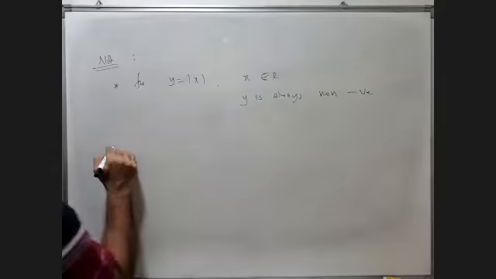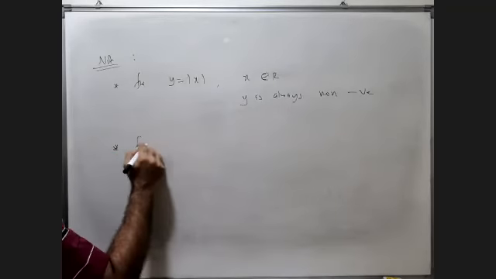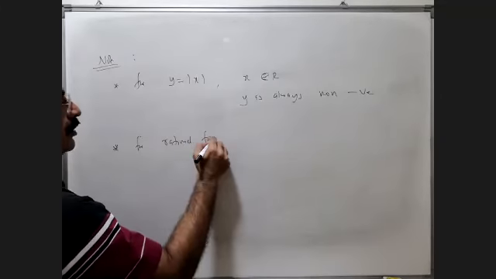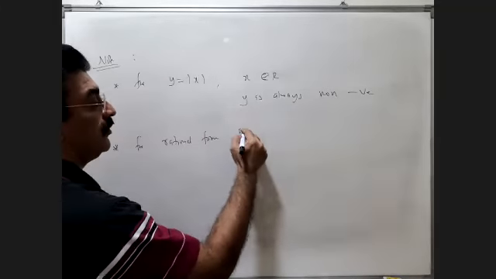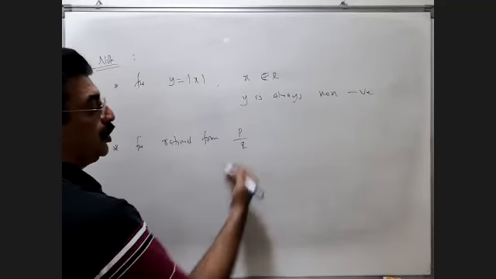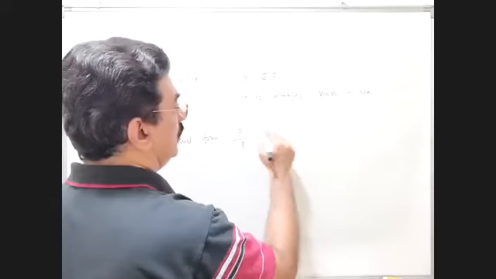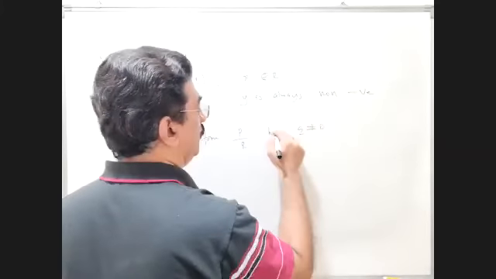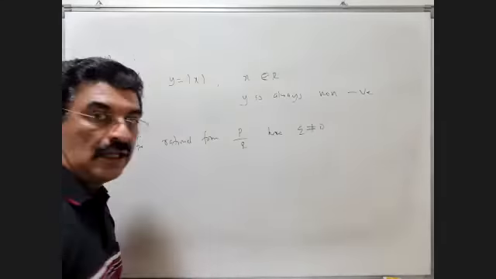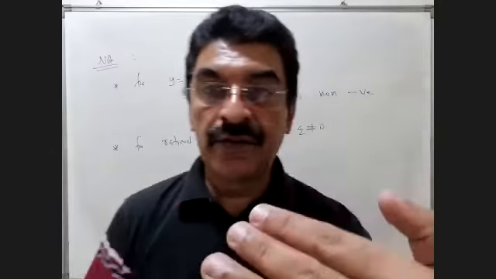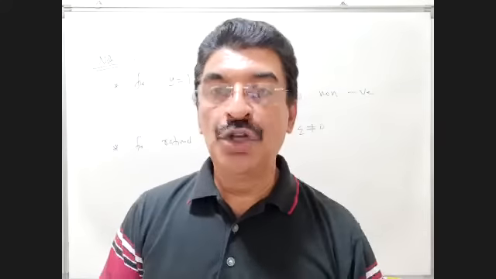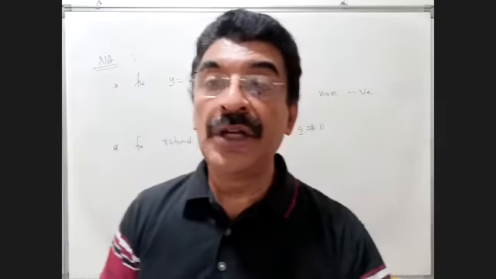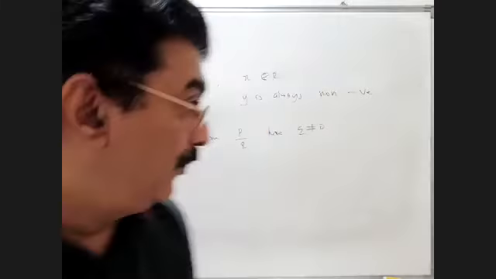The second thing, for rational form, P by Q. Here Q is not equal to 0. That means if you are getting any function with a numerator and denominator, that denominator is always non-zero.